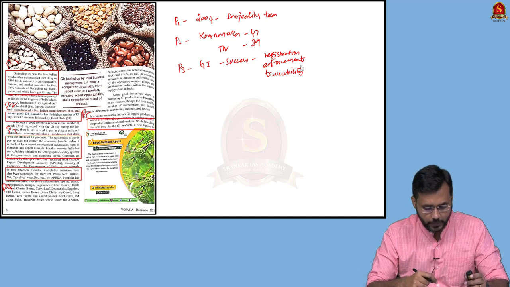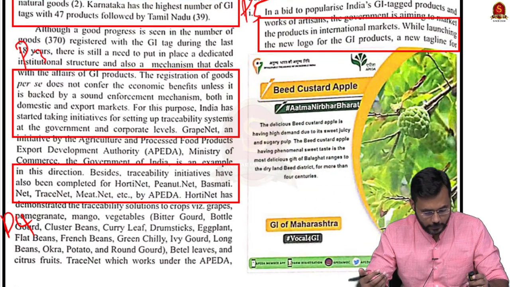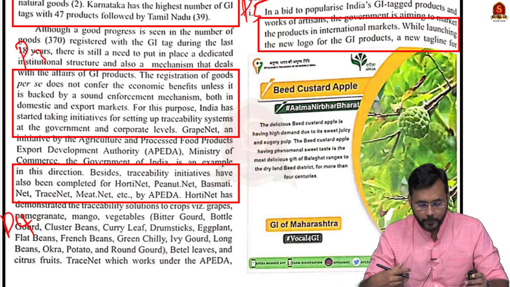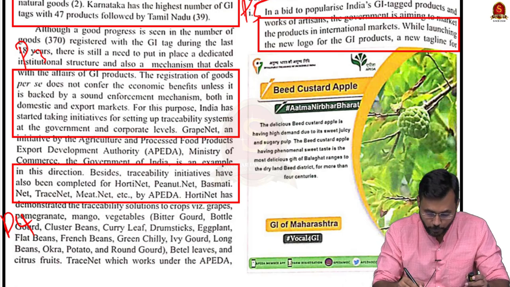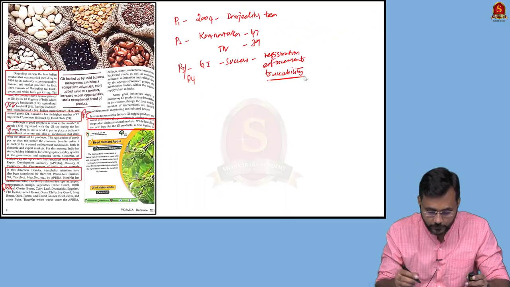Right now in India, they have created a lot of initiatives for that. For example, HortiNet, a traceability system for horticulture products. Basmati Net and Meat Net are all created by the Ministry of Agriculture and APEDA. APEDA means Agricultural and Processed Food Products Export Development Authority. So the government is moving in the right direction. That covers both paragraph 3 and paragraph 4, which are more related to traceability.